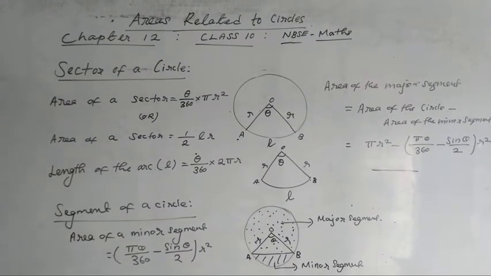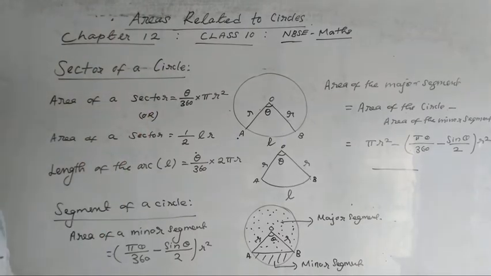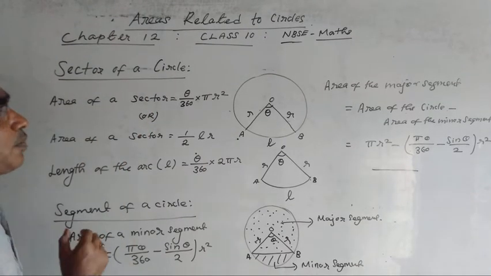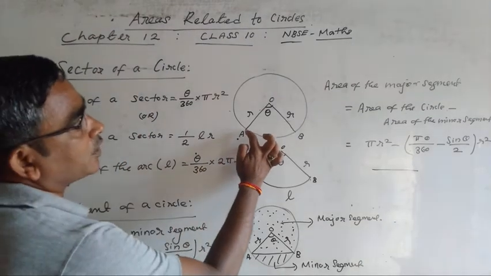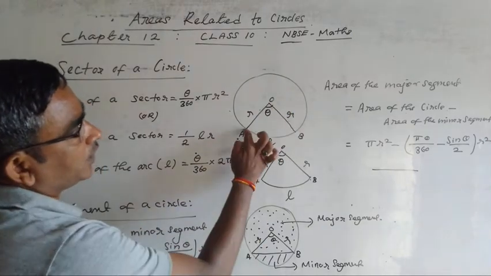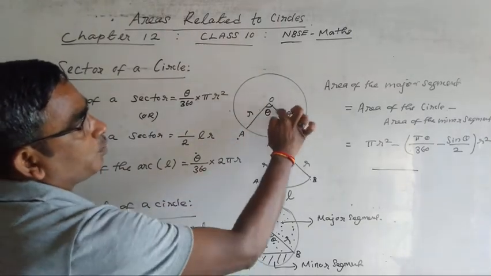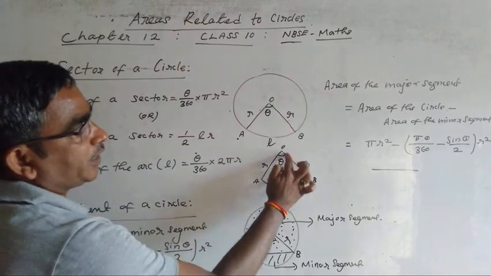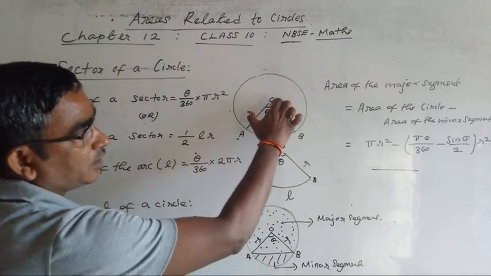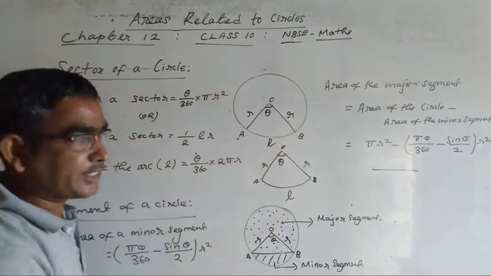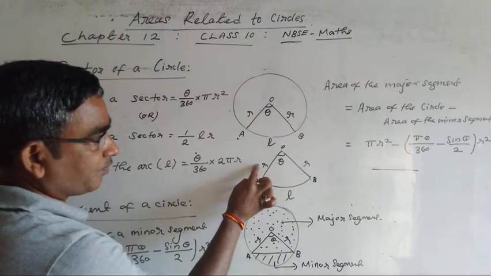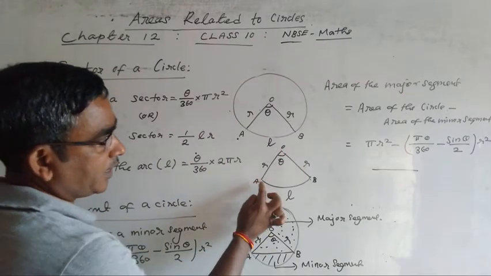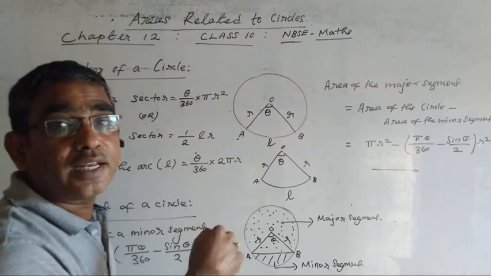Okay, let's continue the second part. Sector of a circle. A sector is a part of a circle, the part cut along with the center. A is a circle. AOB is called a sector. AOB can be cut from the center. We can take the piece. It is called a sector. OA is a radius, OB is a radius, and AB we call the length of the arc.